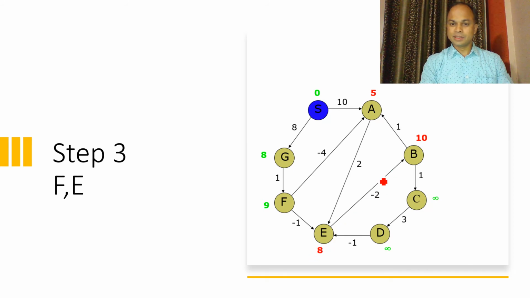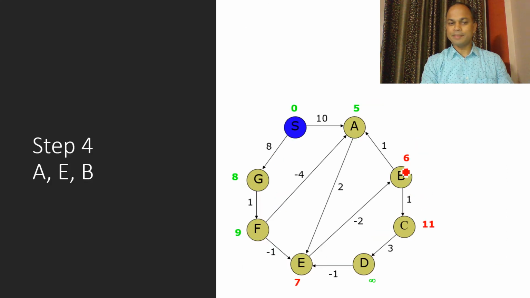Similarly here, F A to E, 5 plus 2, distance will be 7. I mean S to E via A distance will be 7. And when we talk about B, then 10 plus 1, 11. I mean distance from S to C will be 11. In step 4, we have marked B as 6, C as 11 and E as 7. Now we have to work on node B, node C and node E. E to B distance is minus 2.